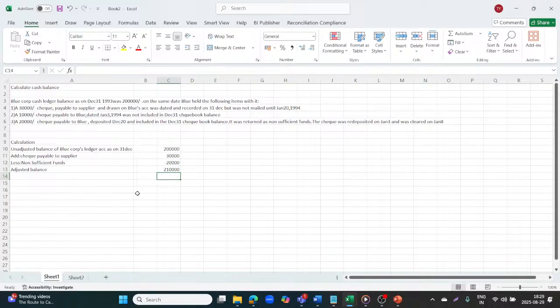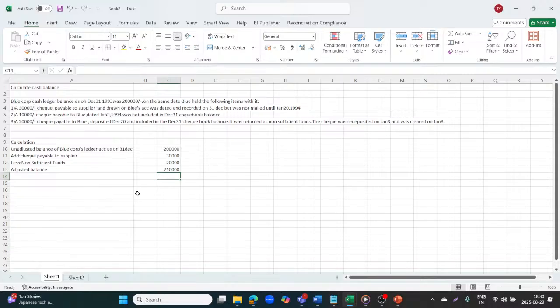Suppose a 30,000 check which is payable to a supplier and drawn on Blue's account was dated and recorded on 31st December but was not mailed until 20th January. So it was recorded on 31st but was not mailed. Will it be included under the cash balance or not? The second condition is a 1,000 check payable to Blue Limited dated 3rd January, which was not included in the 31st December checkbook. If it was not included in that checkbook, will it be considered in your cash balance or not?